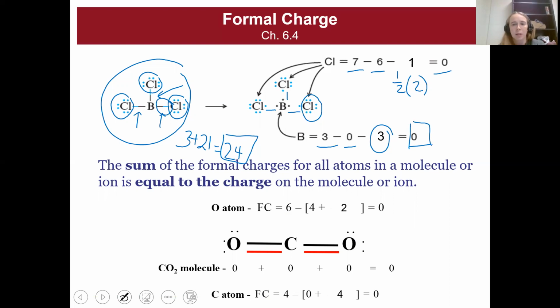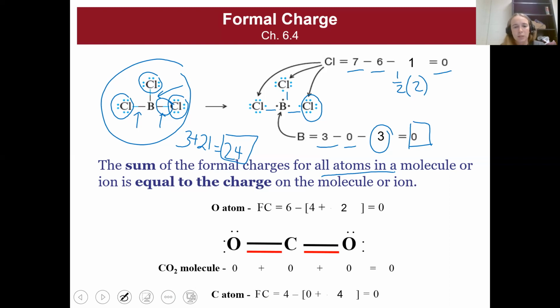The sum, and I'll explain why that's good in a little bit, but that's what we want to see, if possible. So that's how you calculate formal charges. Another thing to note is that the sum of the formal charges for all the atoms in a molecule or an ion is equal to the charge on the molecule or ion. So if it's a molecule, the sum of the formal charges is 0. If it's an ion, the sum of the formal charges is the charge on the ion.